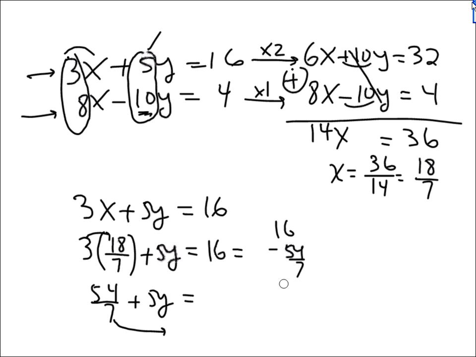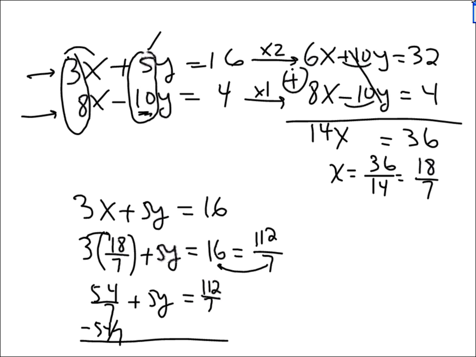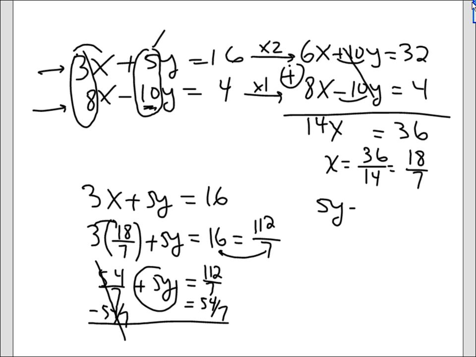Well, before you can do subtraction, you have to have the same denominator. So you want to write 16 with a 7 on the bottom. What goes on top? 7 times 16. 70 and 42 is 112. So this is 112 over 7. So you take away 54 over 7 on the left side, and you take away 54 over 7 on the right side. On the left side, that cancels out, so you just have 5y. I'll put that up here. And on the right side, you're subtracting, and we rigged it. The denominators are the same. You subtract the numerators. 112 minus 54, I think is 58. No, I'm sure it's 58.